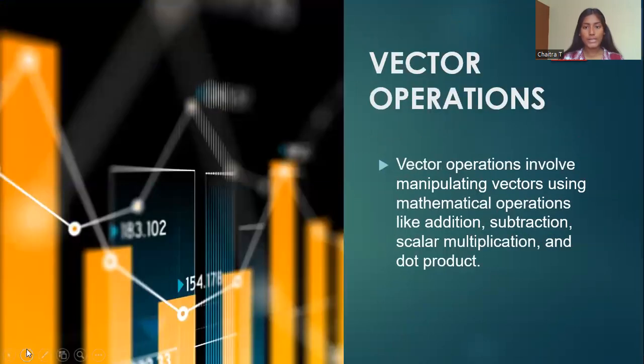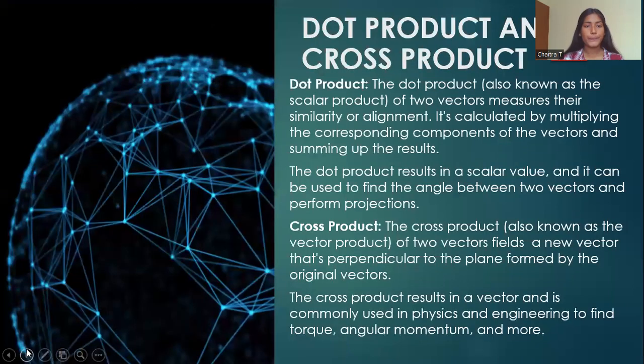Vector operations. Vector operations involve manipulating vectors using mathematical operations like addition, subtraction, scalar multiplication, and dot product. Dot product and cross product.